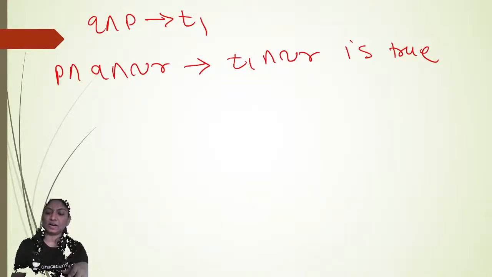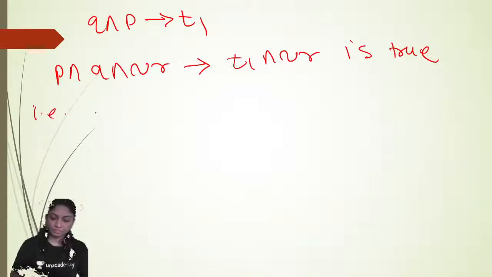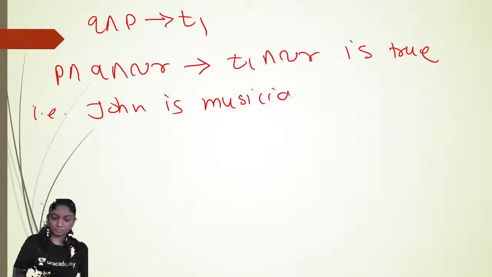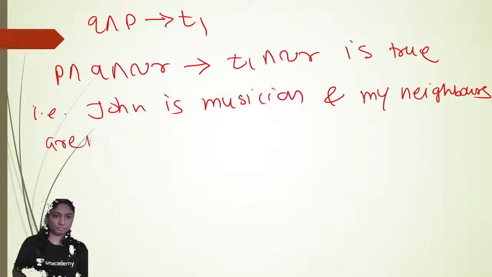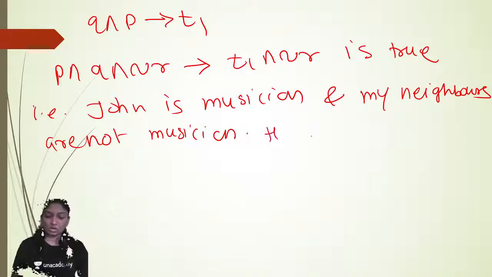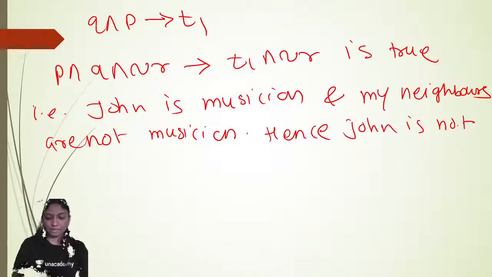On our conclusion, P and Q and negation of R implies T1 and negation of R. It means this statement is true: John is a musician and my neighbors are not musicians. Hence, John is not my neighbor, which is what we wanted to prove. So this argument is valid.